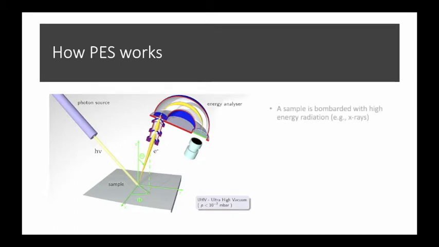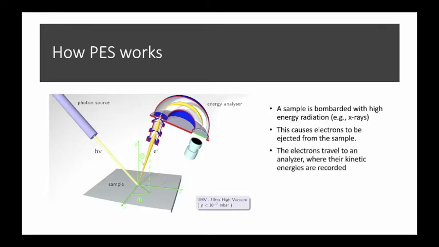First, a sample of what you're trying to analyze is bombarded with high-energy radiation, such as X-rays. This causes electrons to be ejected from the sample. The electrons travel to an analyzer where their kinetic energies are recorded. They then go to a detector, which counts the number of electrons at various kinetic energies.